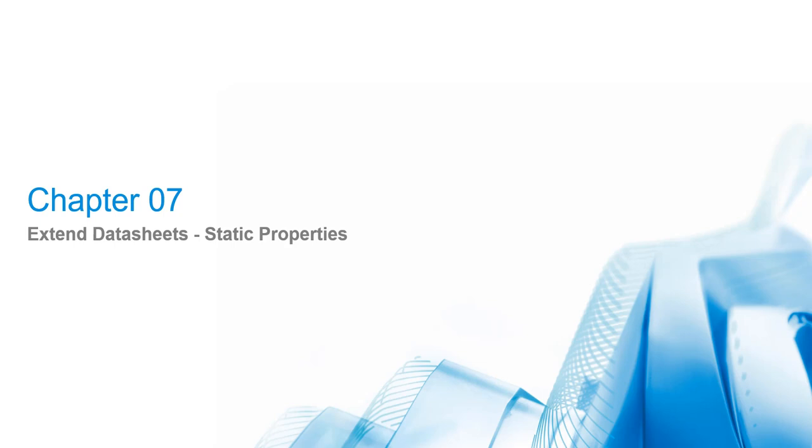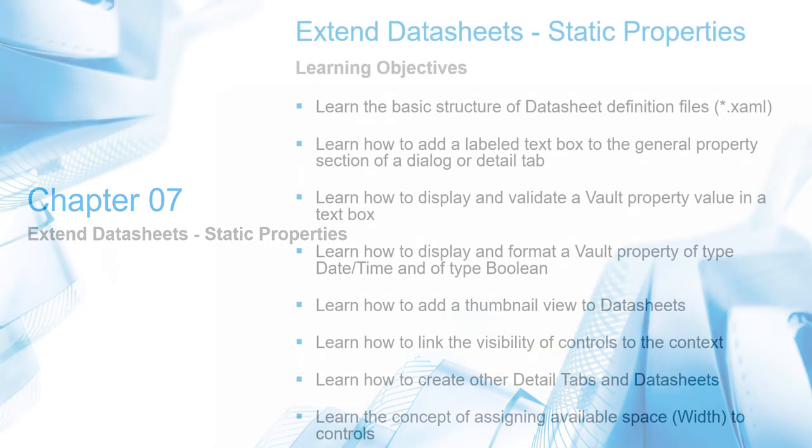Chapter 7. Extent Datasheet's Static Properties. In Chapter 2, we already introduced the two areas of properties in datasheets, the general property area and the dynamic category properties grid. These two grids are the core elements in Create Edit Datasheets and Datasheets in Detail tabs. This chapter is all about the grid for general properties.